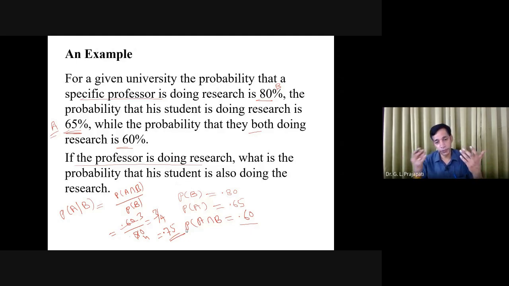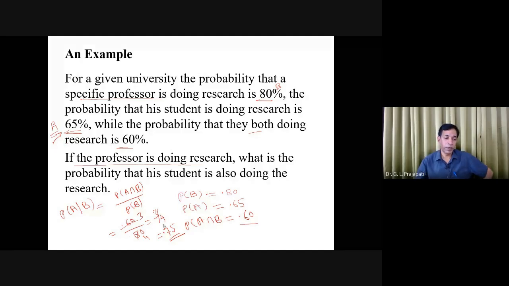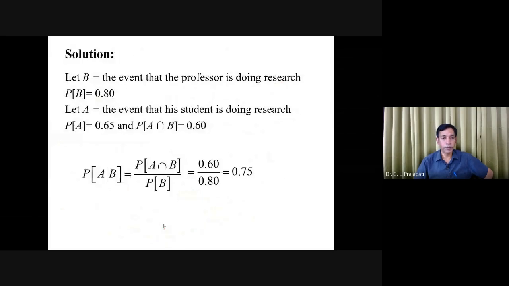So this is the notion of conditional probability. What is the probability that the student is doing research? 65%. But you are given some additional information, and on behalf of the additional information, your probability improves. Your probability is going to incorporate the additional information. So this kind of notion is there. This is the answer. And the same is given here.